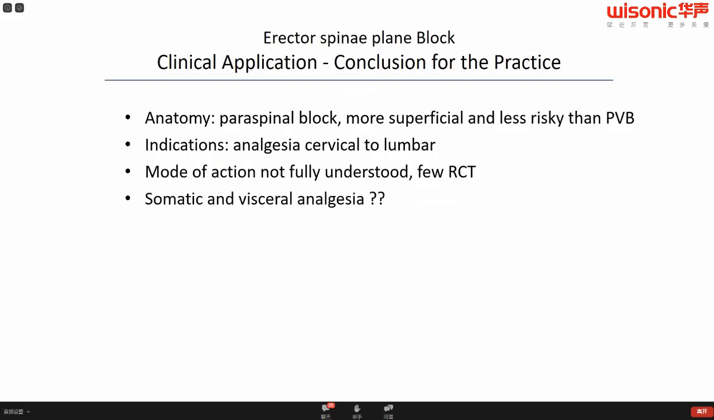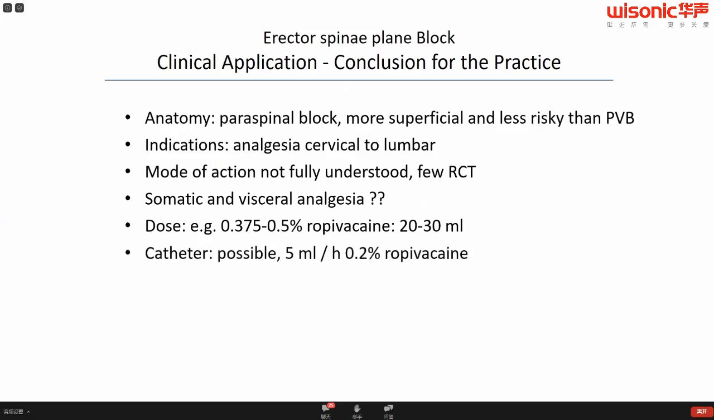Whether we have somatic and visceral analgesia depends on whether local anesthetic is entering the paravertebral space or not. It's a high volume block, and usually we should use at least 20 ml of local anesthetic, for example 0.375 or 0.5% ropivacaine, or you can also use bupivacaine. The insertion of a catheter is possible. If you use a catheter, you can use ropivacaine 0.2% at a continuous rate of 5 ml per hour.